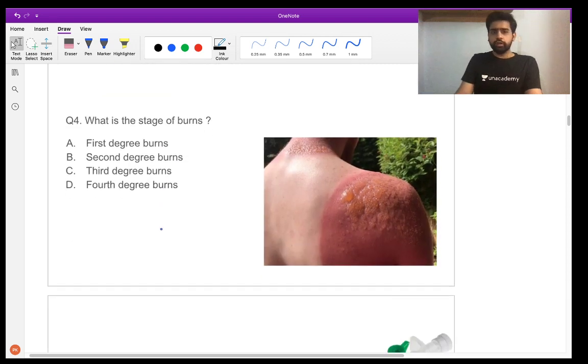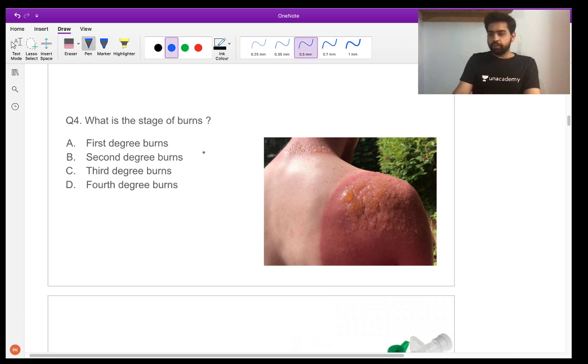What is the stage of the burns which has been shown in this particular figure? I can see a couple of you have also joined us. It is really good to have you guys. Welcome to the class. And we are on our fourth question. So can you please contribute? What is the stage of the burns which is shown on the image?